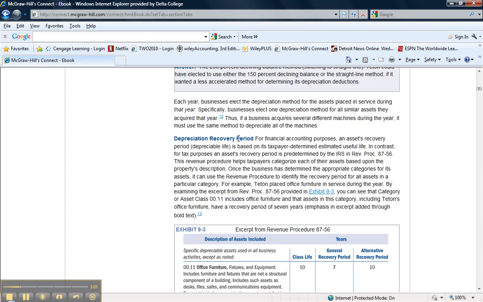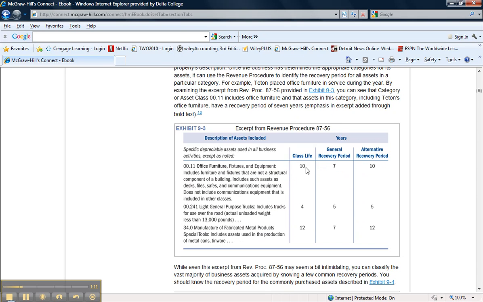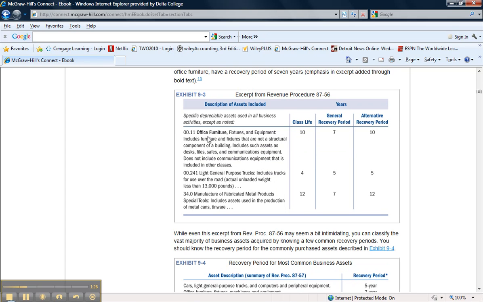Next, we have to figure out the recovery period. That is, how long is the asset going to be depreciated over? The IRS provides tables here, so it's not really up to the companies to determine what their life is. The IRS provides tables so that companies can't get aggressive and pick unusually short lives. So these are the typical scenarios.